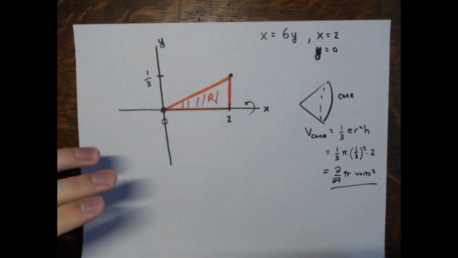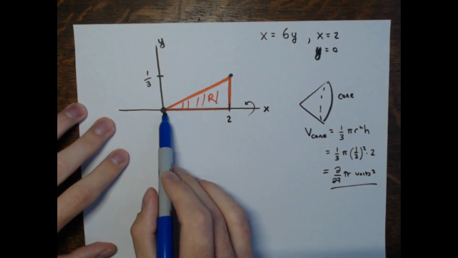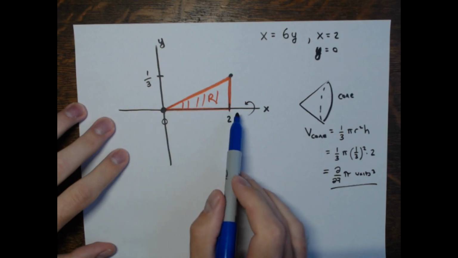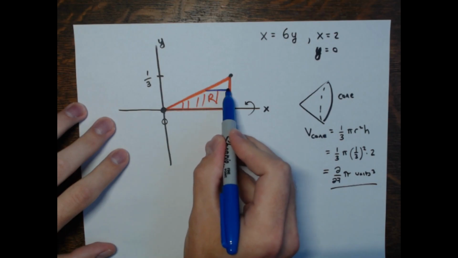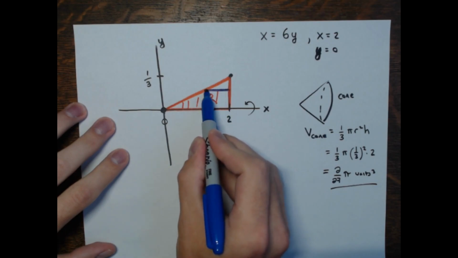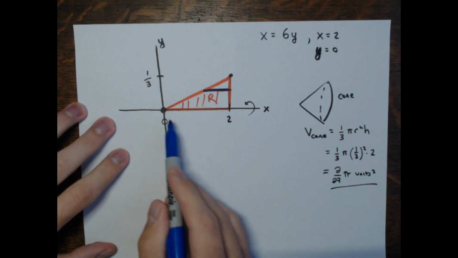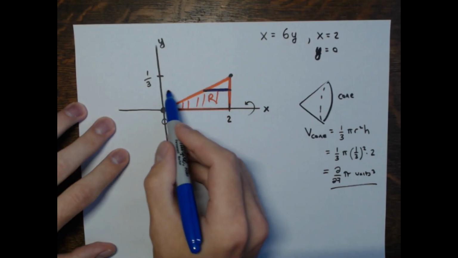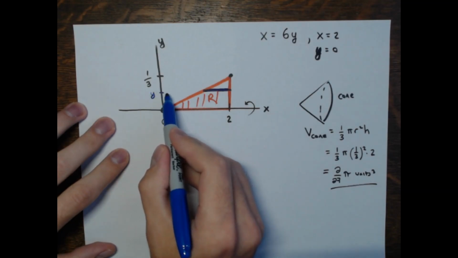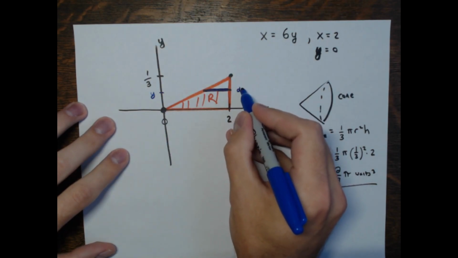Let's see if that happens when we go through and set up our integral. I still want to try these shells just to keep getting the hang of them. So I'm rotating around the x-axis. If I want to create shells, I'm going to take a horizontal slice, a thin rectangle like that, parallel to our axis of rotation. This corresponds to some y coordinate, some y value between 0 and 1/3, and it has a thickness of dy.